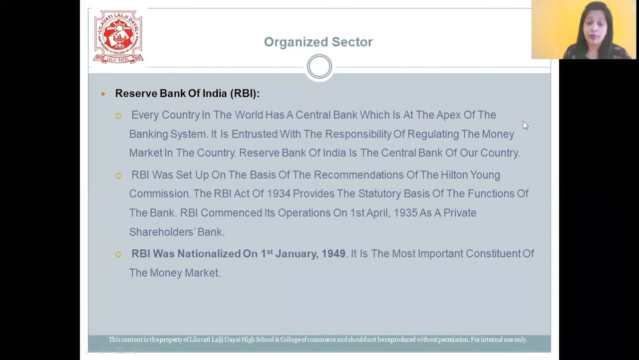Basically, students, RBI was set up on the basis of the recommendations of the Hilton Young Commission. The RBI Act of 1934 provides the statutory basis of the functions of the bank. RBI commenced its operations on 1st of April 1935 as a private shareholders' bank. This RBI was nationalized on 1st January 1949, and it is the most important constituent of the money market. Certain concepts from here, students, can be asked as a fill in the blanks question. For example, the RBI was nationalized on dash, so 1st January 1949.